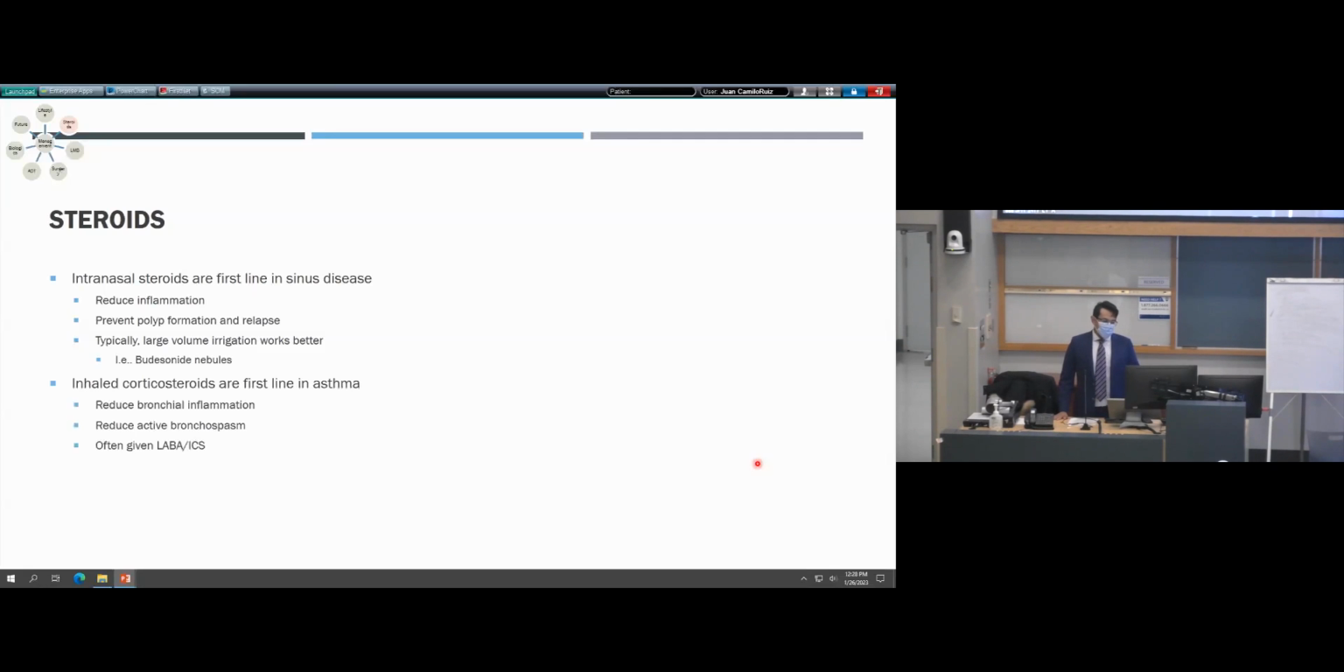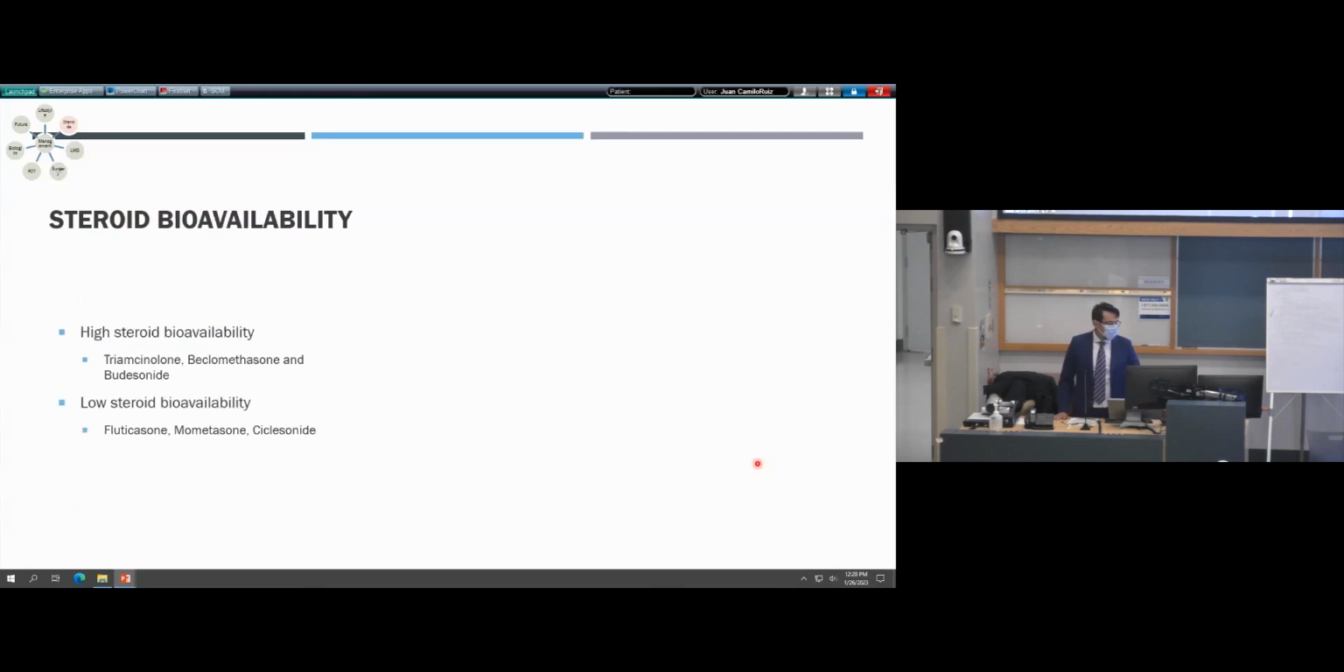Of course, in asthma, ICS, inhaled steroids, are very key, usually combined with a long-acting bronchodilator. And oral steroids are the last resort. In some patients, we have to keep them on chronic steroids, unfortunately, because we're not able to wean them off.